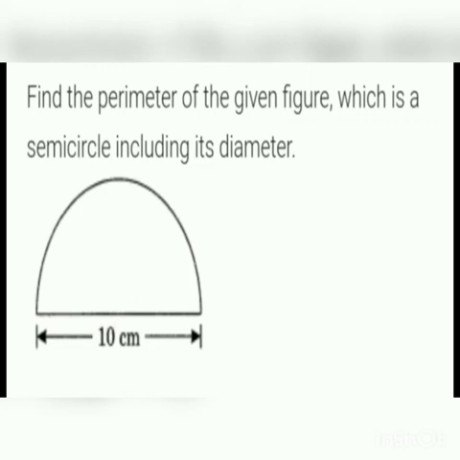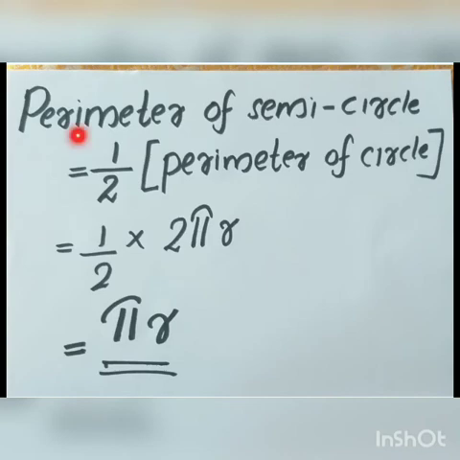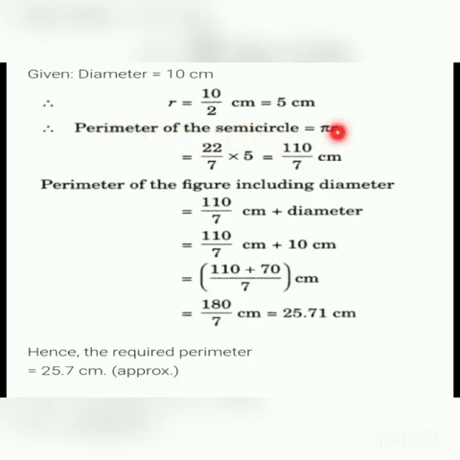We know the circumference of a circle. What is the circumference of a circle? 2 pi r. But here it is a semicircle, half, isn't it? The given diameter is equal to 10, so what is the radius? 10 by 2, 5 centimeters. Now the perimeter of the semicircle is pi r. How are we getting pi r? The perimeter of a semicircle means half the perimeter of a circle. The perimeter of a circle is 2 pi r. Half of 2 pi r, the 2 and 2 get cancelled, we get pi r. So the perimeter of a semicircle is pi r.